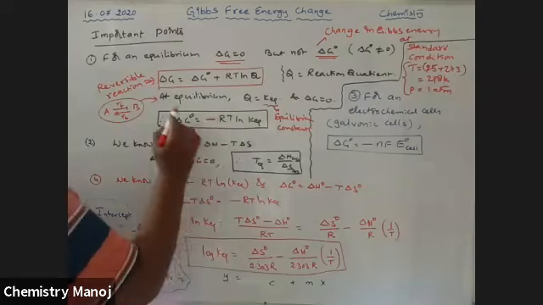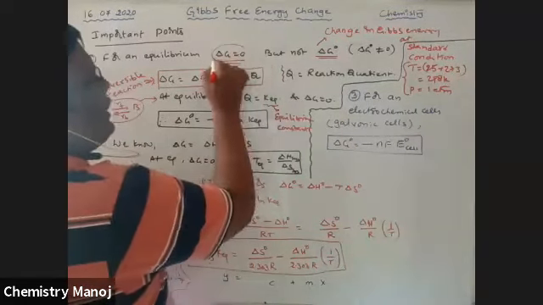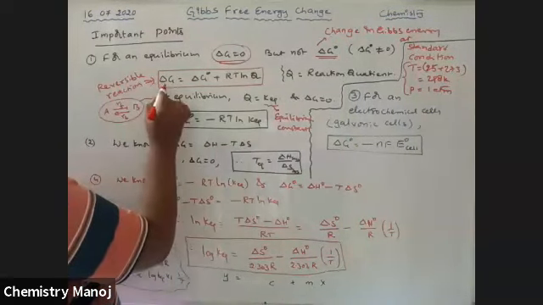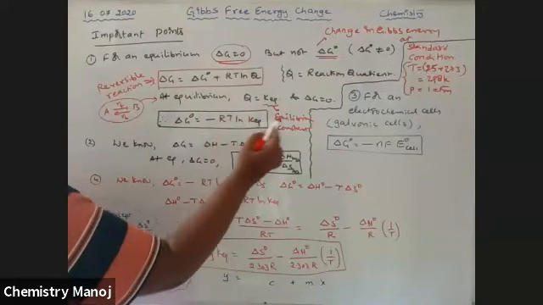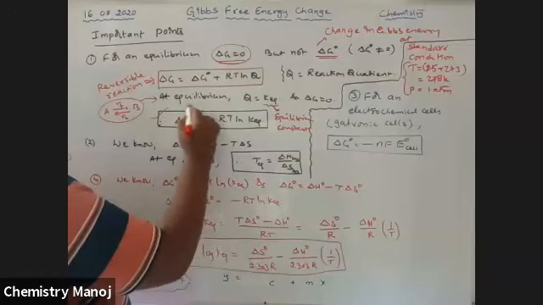Therefore, at equilibrium we already know delta G is equal to 0, that is, this term is equal to 0. So therefore, delta G naught is equal to minus RT ln Q, with Q replaced by K eq, and it is for equilibrium.